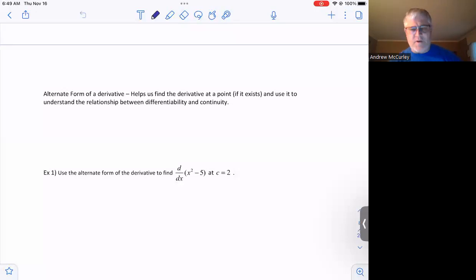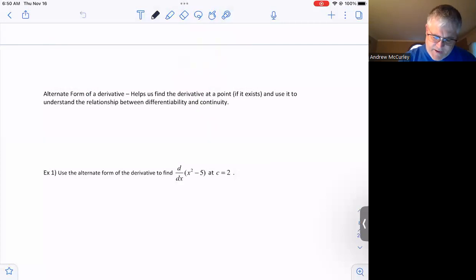Okay. So what we're going to talk about first today is the alternate form of the derivative, and then we're going to talk about where derivatives do and do not exist, and that's kind of important to think about when we're talking about where we are continuous on a line. But first let's go ahead and start with the alternate form of the derivative. Let's talk about what we talked about before here.